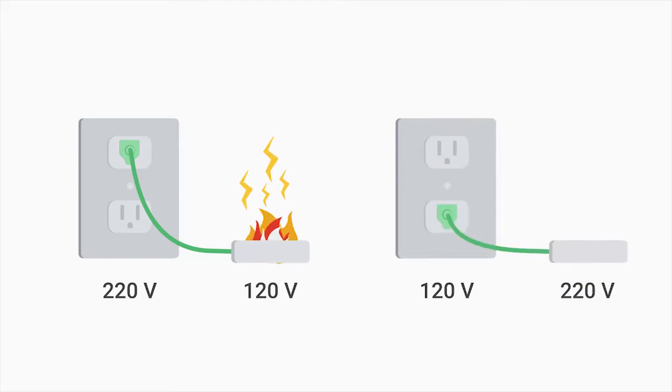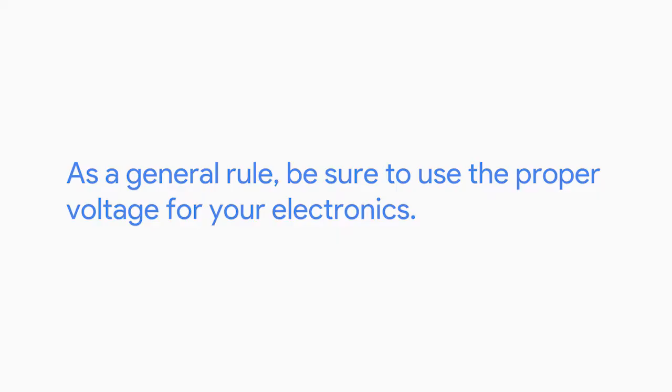If it was the other way around and a 220 volt appliance was plugged into a 120 volt outlet, I wouldn't have seen the same outcome. I'll still be able to get electricity, but slowly. This would be similar to if a water tank was only half pressurized. It'll draw water, but slowly. In some cases though, this can deteriorate the performance of the device and cause damage in the long term. As a general rule, be sure to use the proper voltage for your electronics.